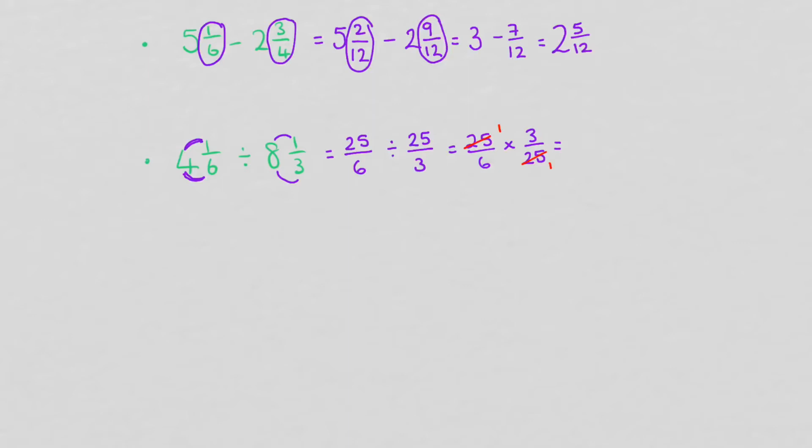And then 3 and 6 are both in the 3 times table. So that's 1 three and that's 2 threes. So everything's simplified as far as it can be now. So we've got 1 times 1 is 1 on the top, 2 times 1 is 2 on the bottom. So our answer is a half.